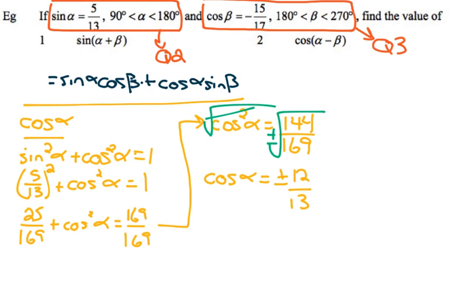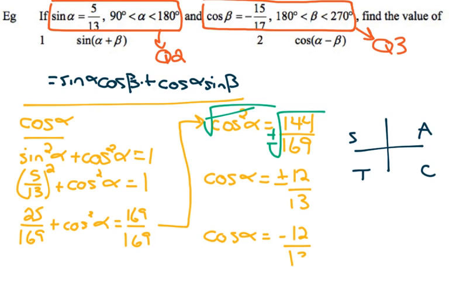This is where the quadrant 2 piece of information comes in. If we draw out the quadrants and we look at CAST, quadrant 2 is S, meaning sine alone is positive, so that would mean that cosine is actually going to be negative 12 over 13. We're just going to hold on to that for a minute because we still need to find sine B. We'll go through the same process that we just did, except this time, instead of A's, we'll use B's.